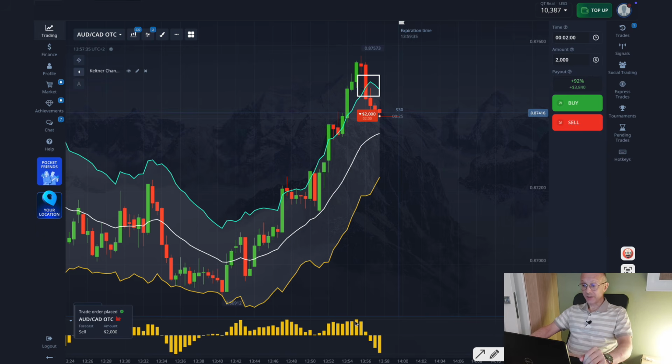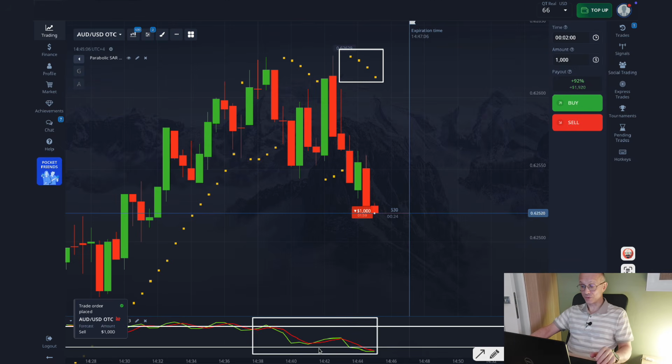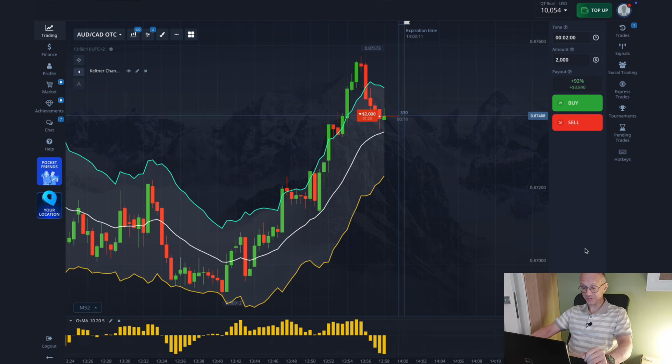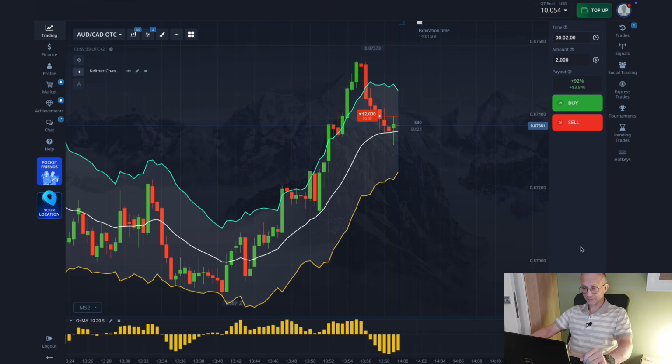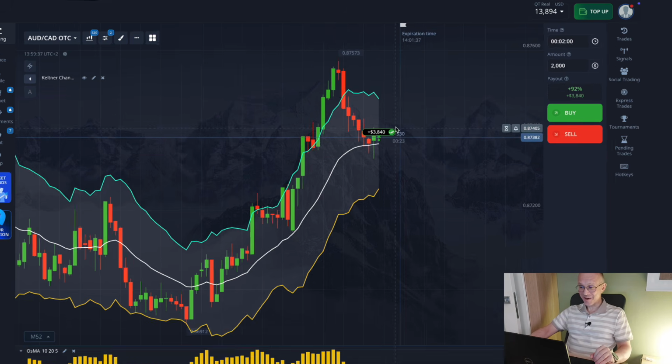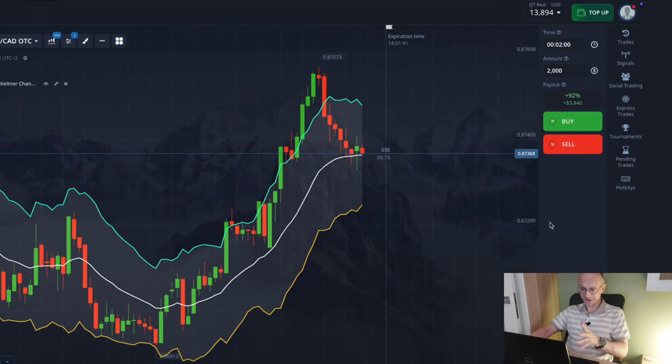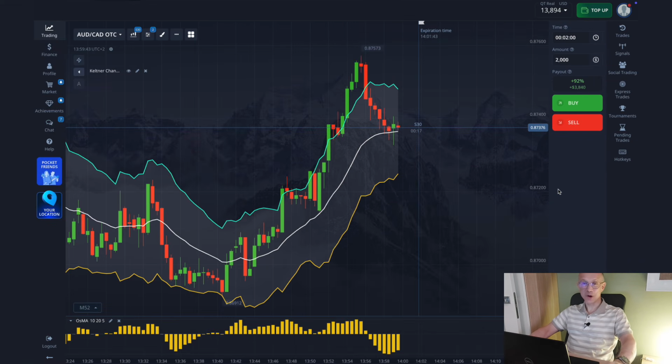And next we look at the OSMA indicator. Here it's clear that the columns have changed direction from upward to downward. And this is a second confirmation that reinforces the confidence that the trend has indeed changed and the downward movement will continue. Great start! I'm getting $1,840 in profit. I can already feel that today's going well.